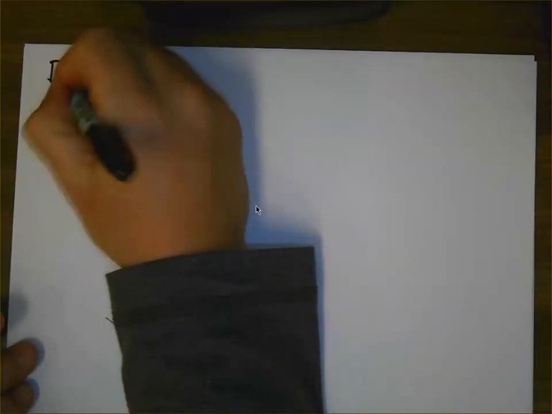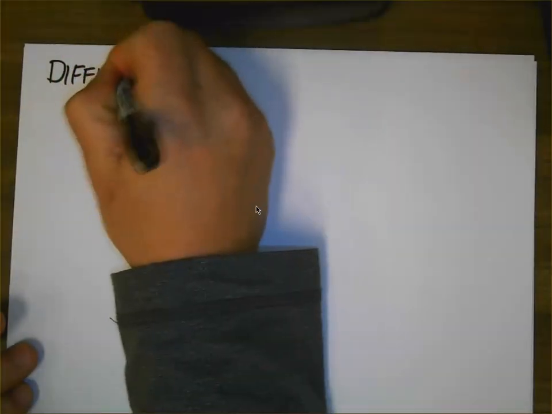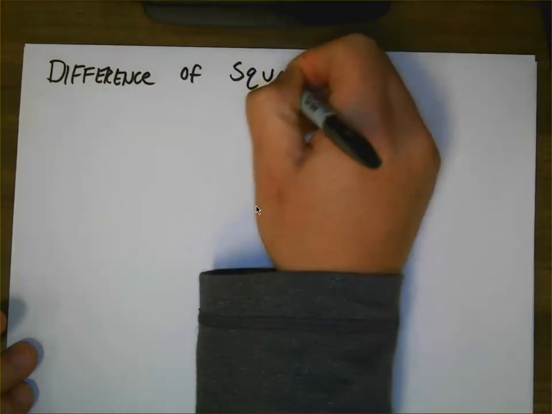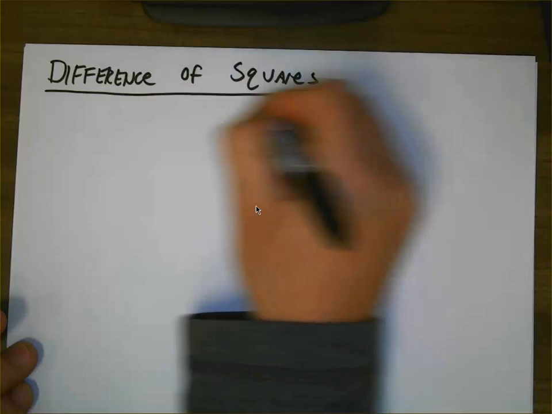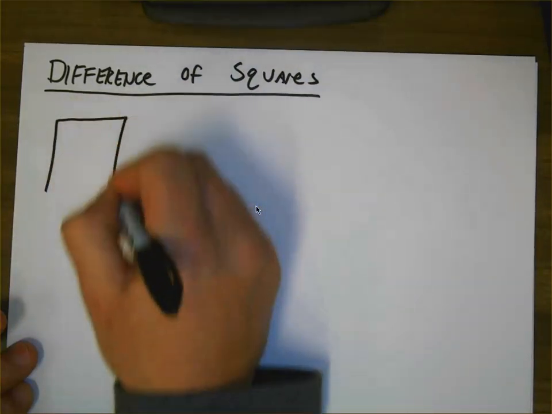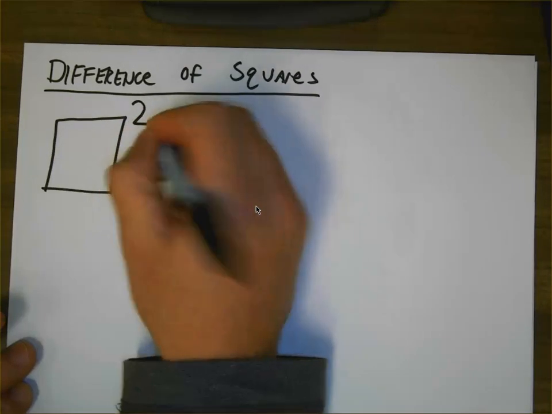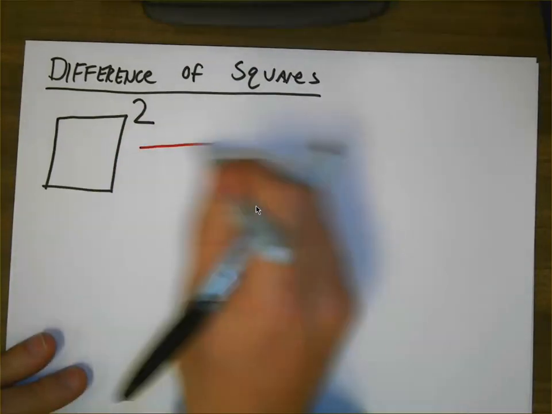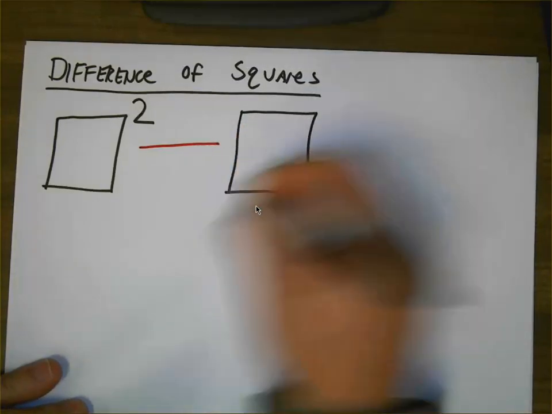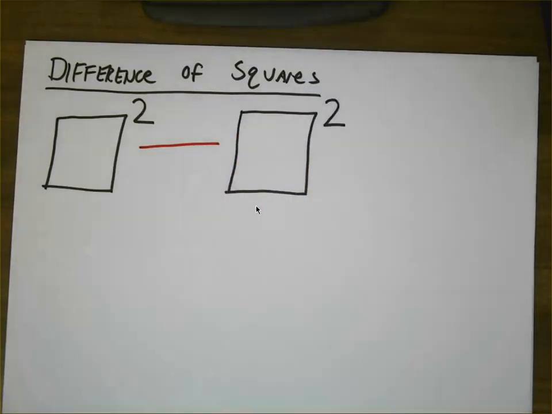So let's talk about what we're talking about today. There's a couple things. There's the difference of squares. When you say squares, you're thinking something squared, and difference means minus something squared. That's the difference of two squares.